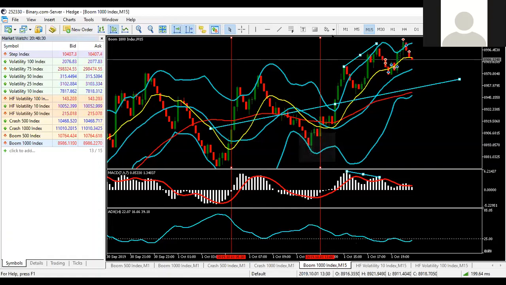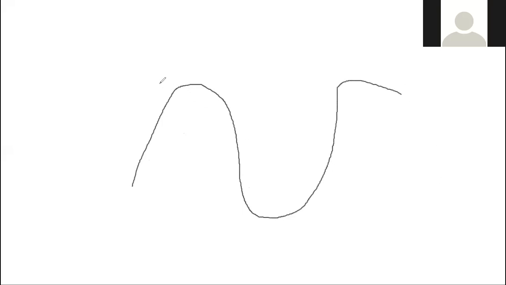Now let me use a whiteboard to explain what I mean by that. This is my whiteboard. Let me draw something like this. I hope you can see my whiteboard, guys. Okay, now you see this point.